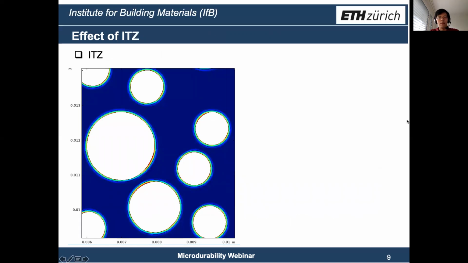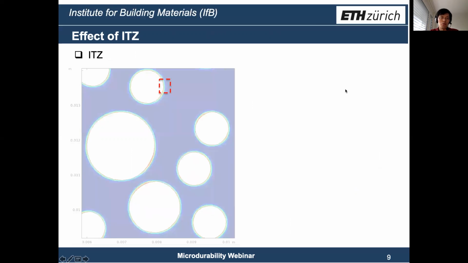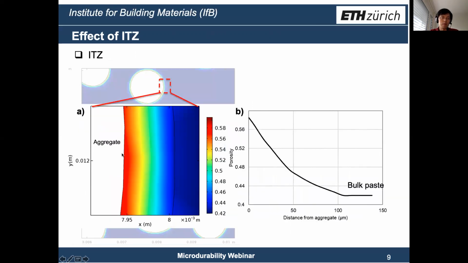About the RTZ, we create a thin layer around the aggregate. It's about 100 microns thick, which agrees with the measured value from the literature. If we just take one part and zoom in, we can see the porosity decrease from the surface of aggregate to the bulk of cement paste. So in the last, the porosity about 0.1 is the measured porosity from the bulk paste.